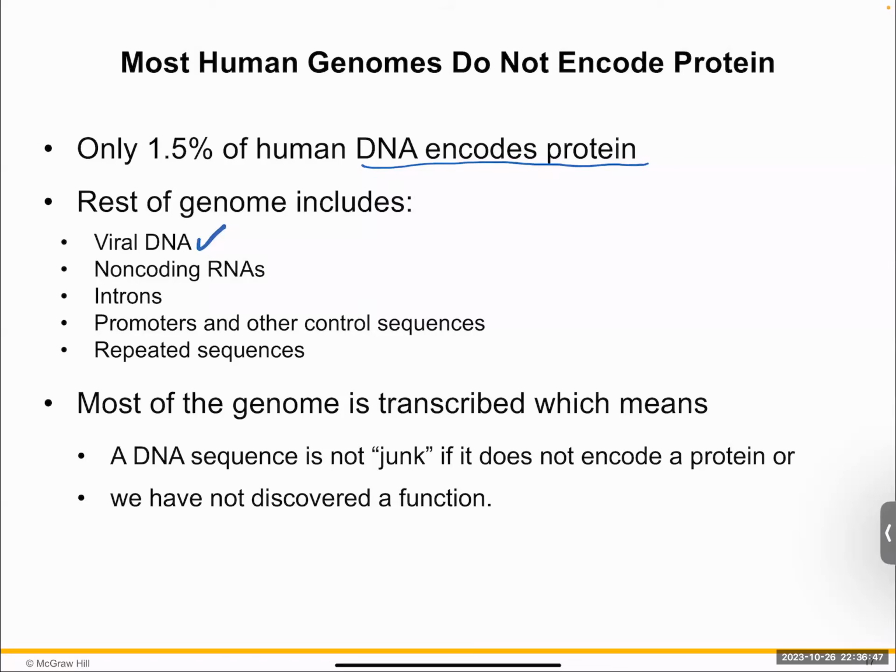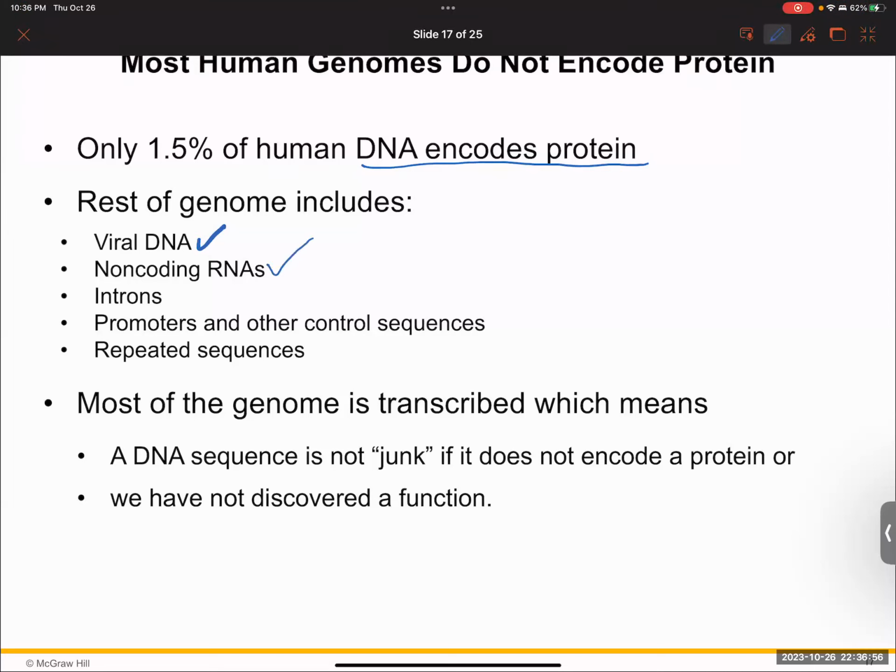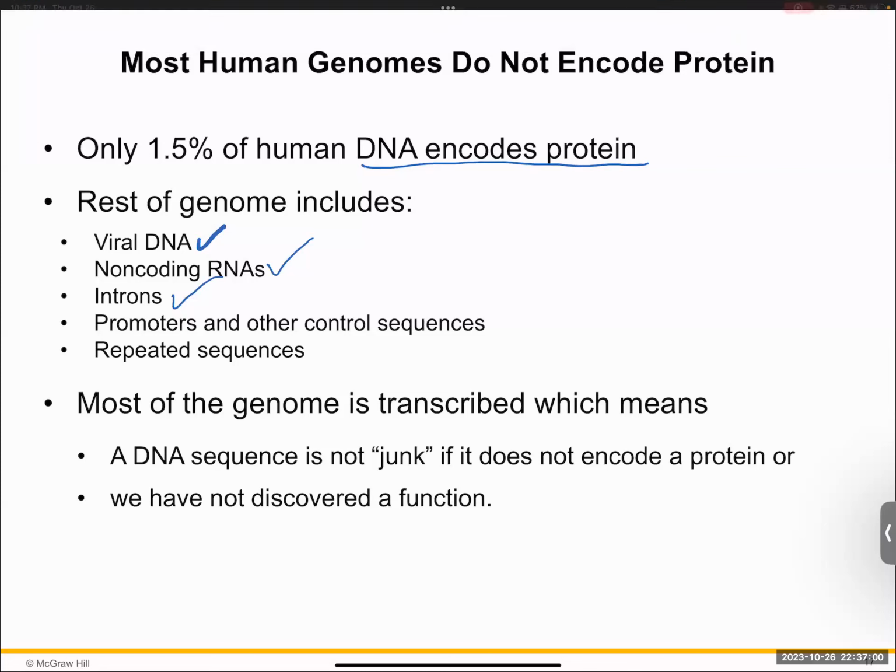You actually have viral DNA that's embedded as part of your genome, or your DNA, I should say, your sequences. There is a lot of non-coding RNA. There are introns, which is part of the mRNA before it is getting ready for translation. You have things like promoters, which we're going to talk about in more detail later on, and as well repeated sequences, which accounts for a good chunk of your genetic information.